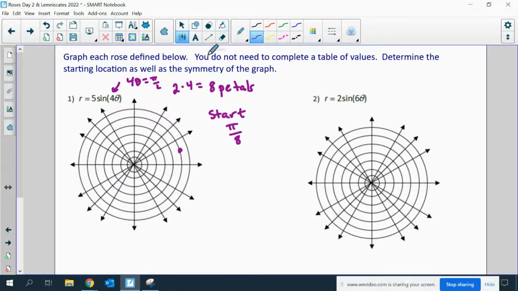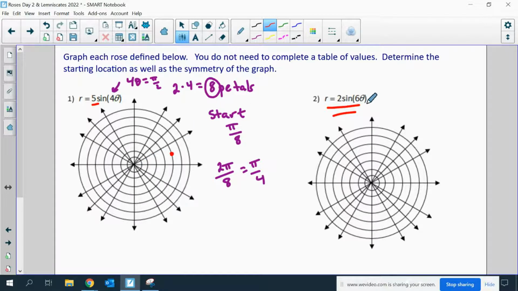I also have the situation where if I want to figure out how far I go, I end up taking 2 pi and I divide it by the number of petals that I have. So I have rotational symmetry of pi over 4. Likewise for this one, and of course my r was 5, so I put the dot on the wrong spot. 1, 2, 3, 4, 5.